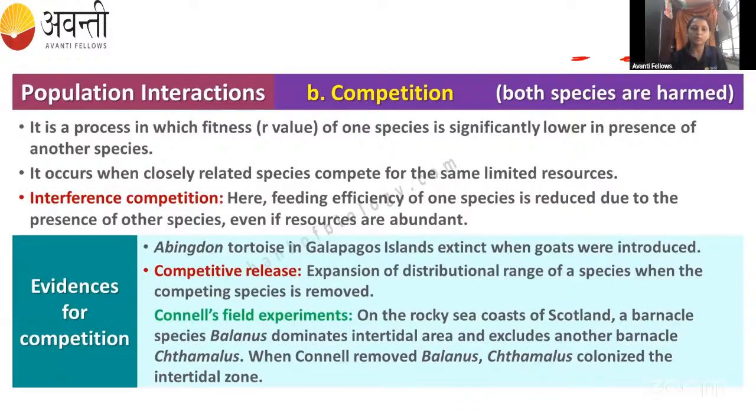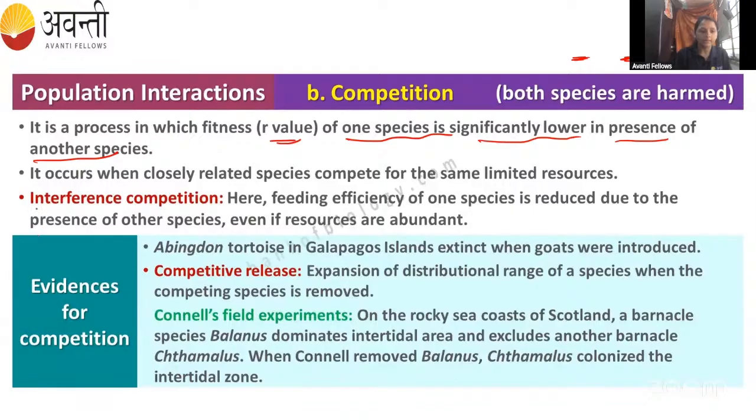So here there will be two types of competition. One is interspecific and another one is intraspecific competition. Intraspecific is very dangerous, where organisms compete for the same resource. Intraspecific is more dangerous. Okay. Then coming to interspecific, where organisms of another species also compete for the same resource. Okay. So here the r value, the fitness value, is important. Here you can see that the r value of one species is significantly lower in the presence of the other species.